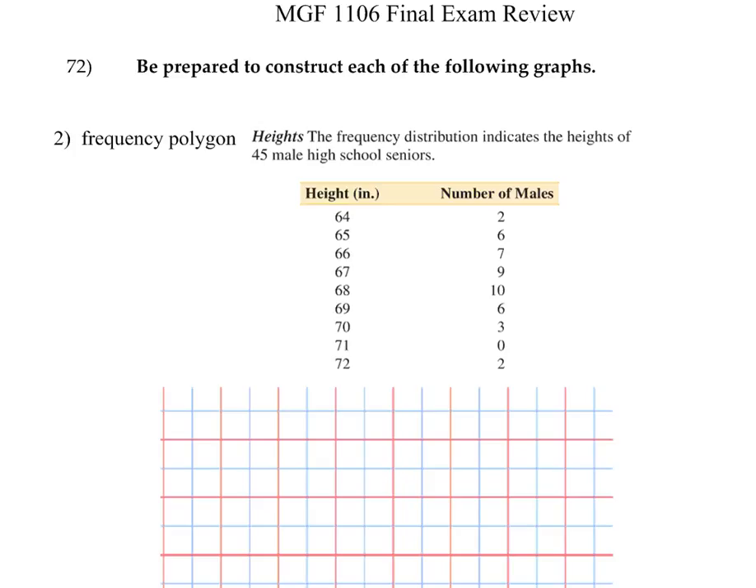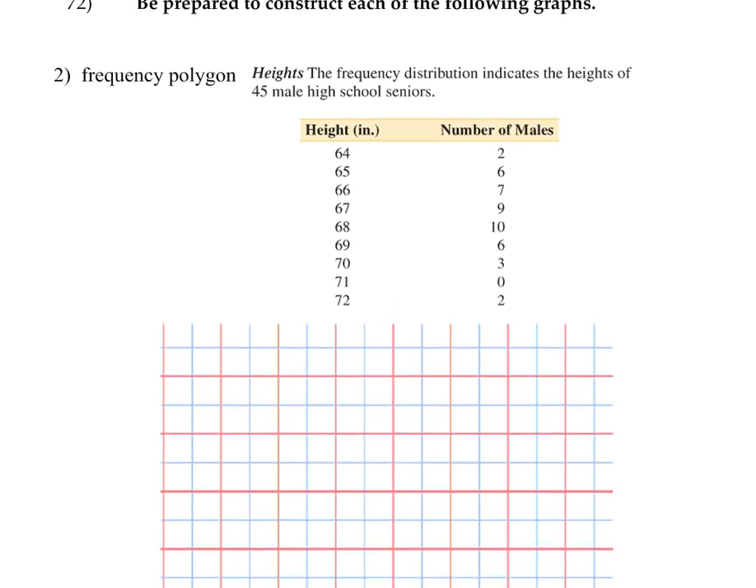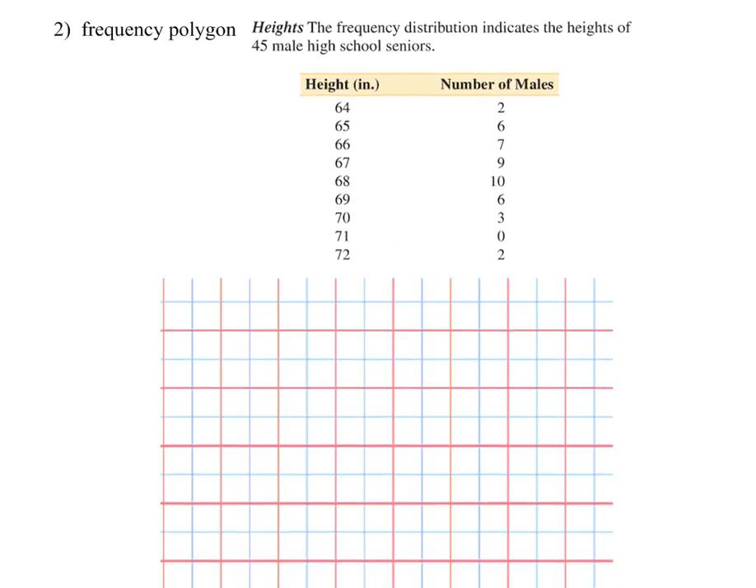Final exam review question number 72. Be prepared to construct each of the following graphs. Frequency polygon. The data we're given refers to the heights of 45 male high school seniors, ranging from 64 inches to 72 inches, with how many of each are represented by that height.